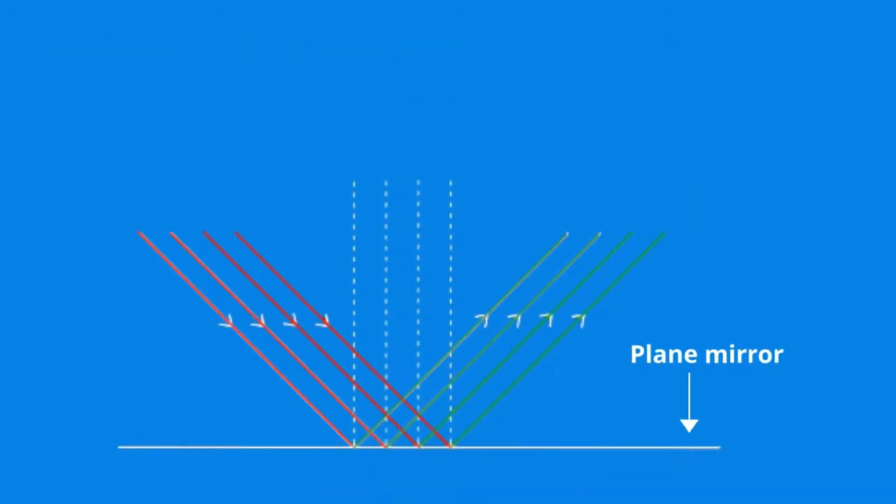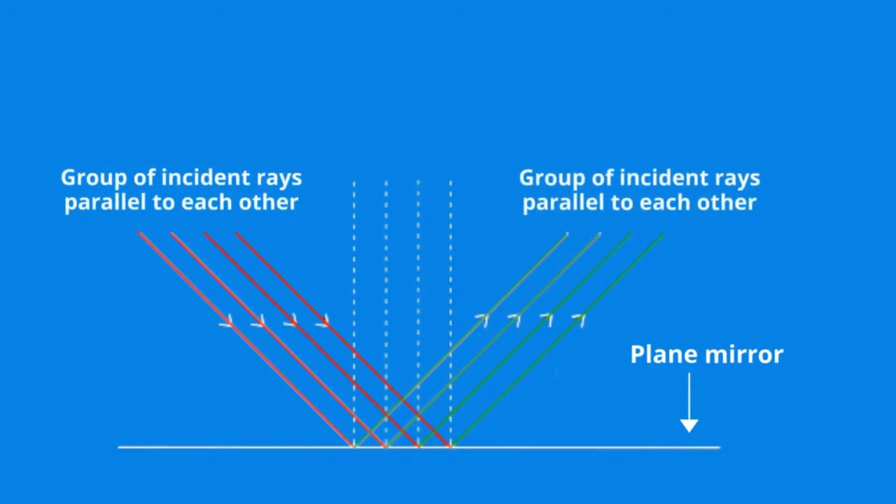Similarly, if we draw a few more rays incident on the surface of the plane mirror parallel to these ones, then the reflected rays will also be parallel to each other. This has some really interesting applications. We can think of incident rays as a bundle or group of rays parallel to each other. Reflected rays are also traveling in a group.